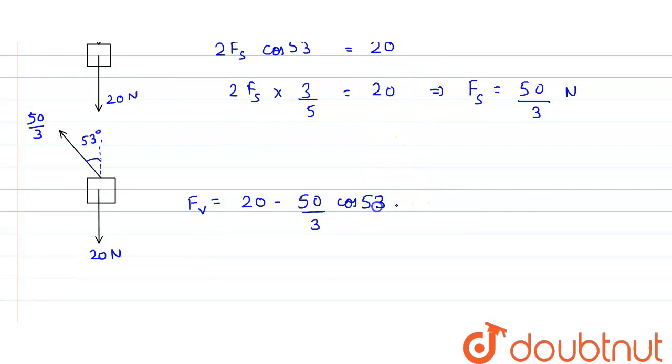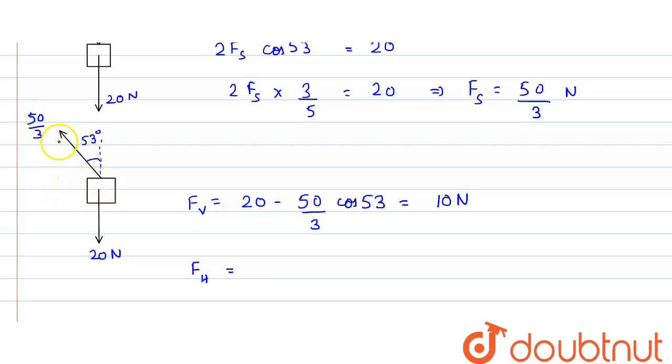Okay, this angle is 53. So if we put the value of cos 53 as 3 by 5, then the value of Fv would turn out to be 10 Newton. Similarly, what would be the horizontal force? There is just one horizontal force in this direction. What would be the value?